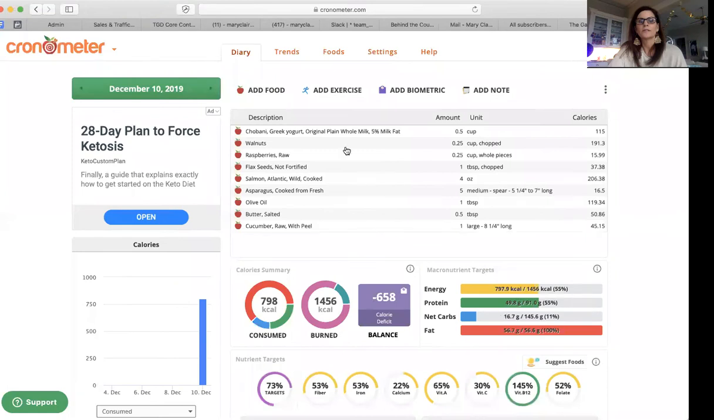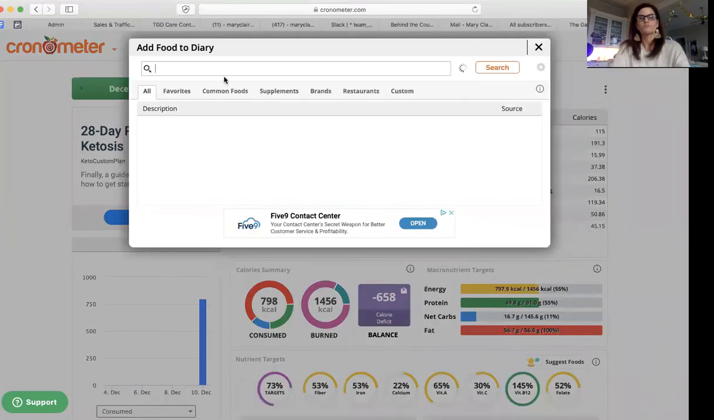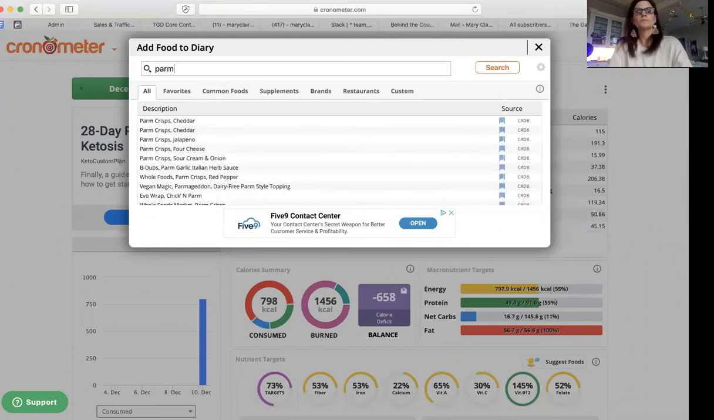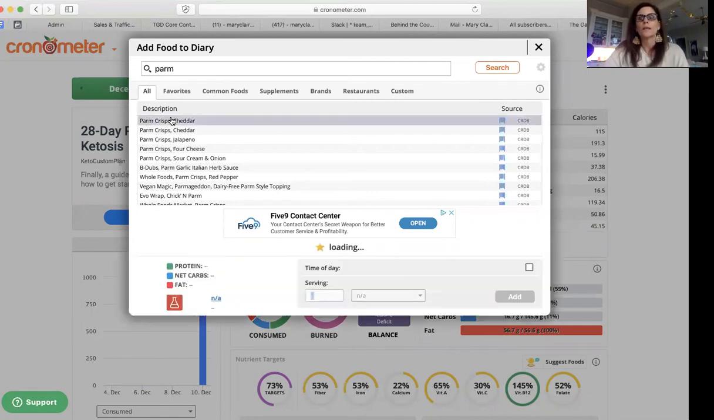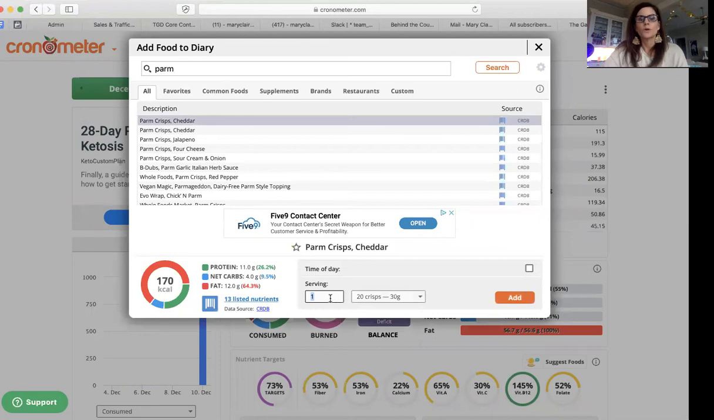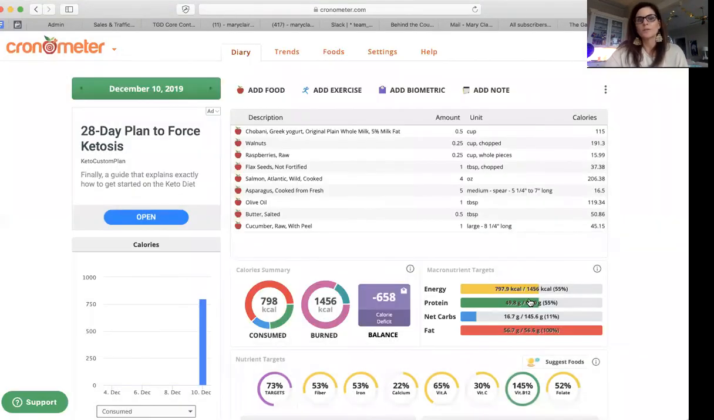Add. Okay. And then let's add in still a little Parmesan. I like some Parm crisps myself. The nice thing about Parmesan is they have very little lactose in them. So those of you who have varying degrees of lactose intolerance, this may be a really nice option for you. So let's do half a serving. That's 10 crisps.